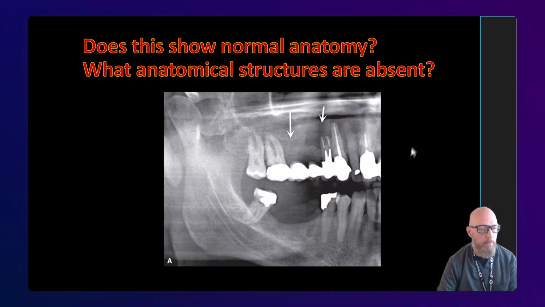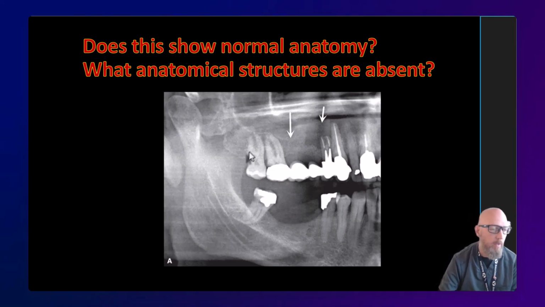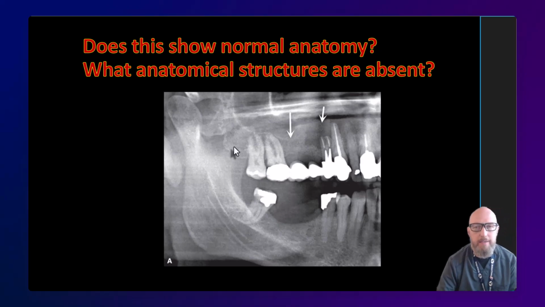All right, does this show normal anatomy? Let's look for those same things. My favorite structure, the zygomatic process of the maxilla. Intact posterior border of the maxillary sinus. Here's the maxillary tuberosity. The bone looks fairly normal here. It's not uncommon to have fairly low density bone in the posterior maxilla. But then what happens here?